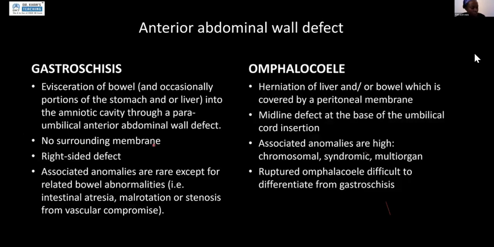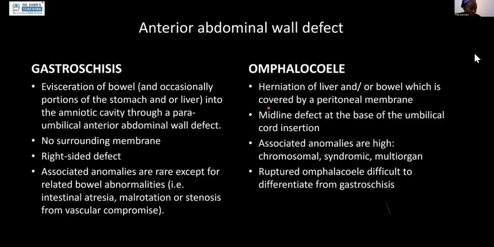But there are associated anomalies, primarily with omphaloceles, that we have to consider because they tend to be associated with abnormal chromosomal conditions or syndromic conditions, and you can get multiple organs being affected, like kidneys, cardiac, etc. Whereas with the gastroschisis, abnormalities are rare, but if they do occur, they mainly affect the bowel, because the bowel is the primary organ that herniates. So you'll get intestinal atresias. You can often get malrotation with both conditions, or you might get some stenosis of the bowel because you've had vascular compromise and areas of necrosis.